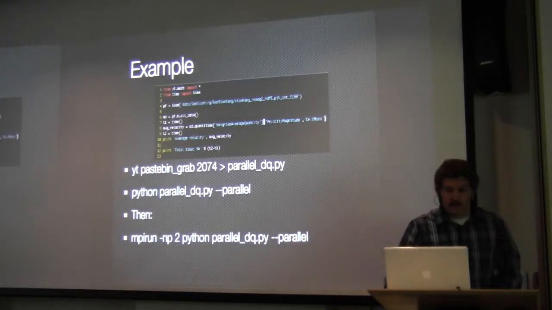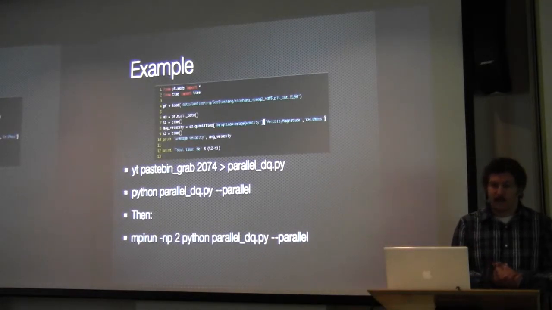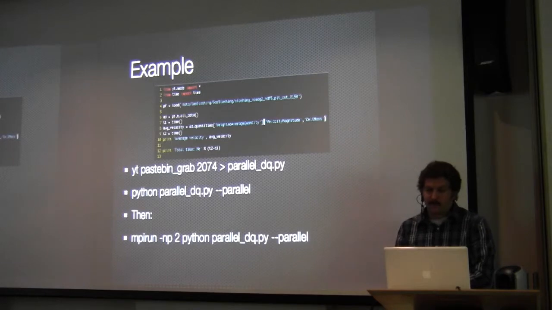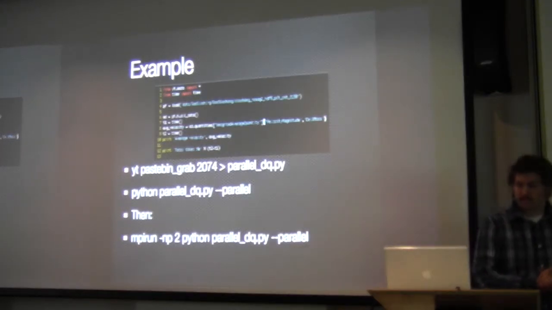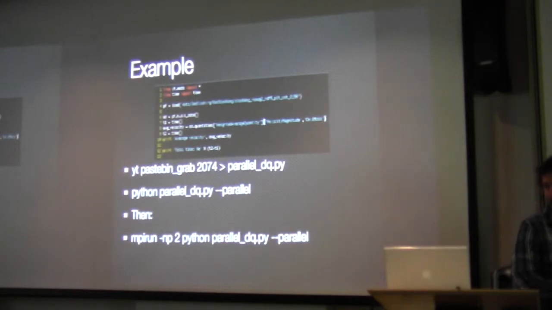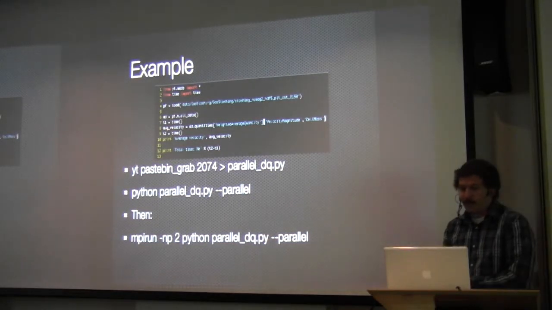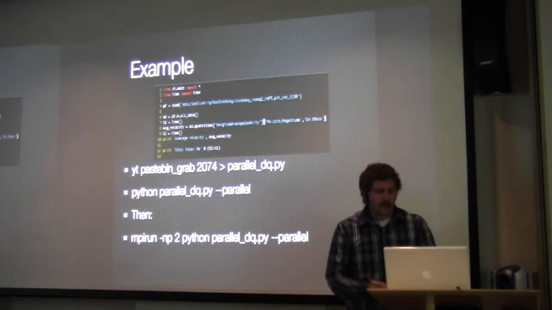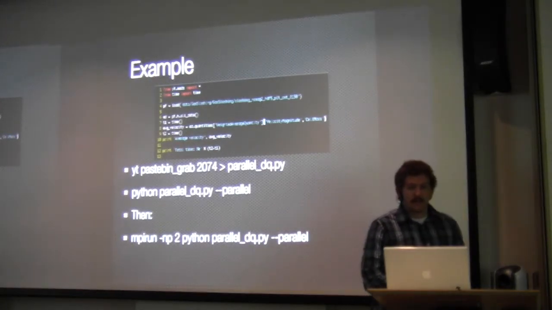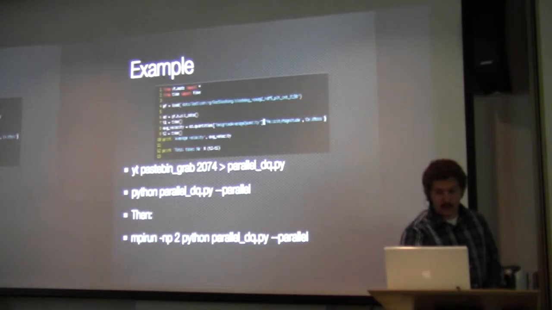There's an example of how you do this. If you want to do another paste bin grab, 2074. This is going to go through and calculate the weighted average of velocity magnitude weighted by the cell mass. Again, feel free to use any data set that you like.